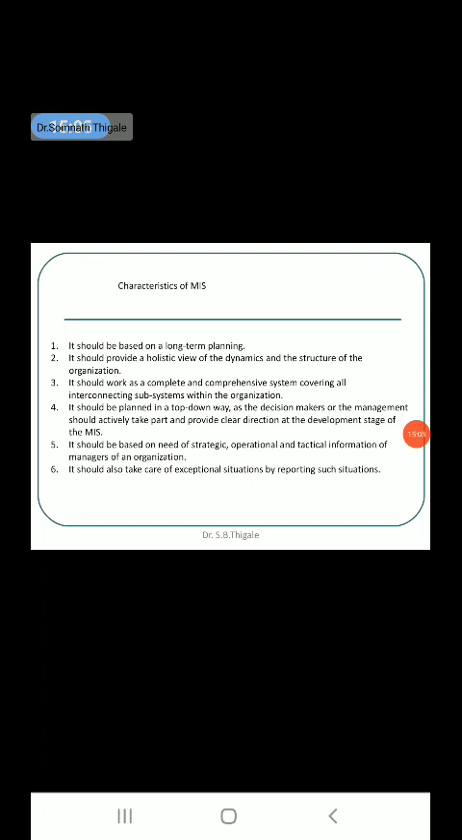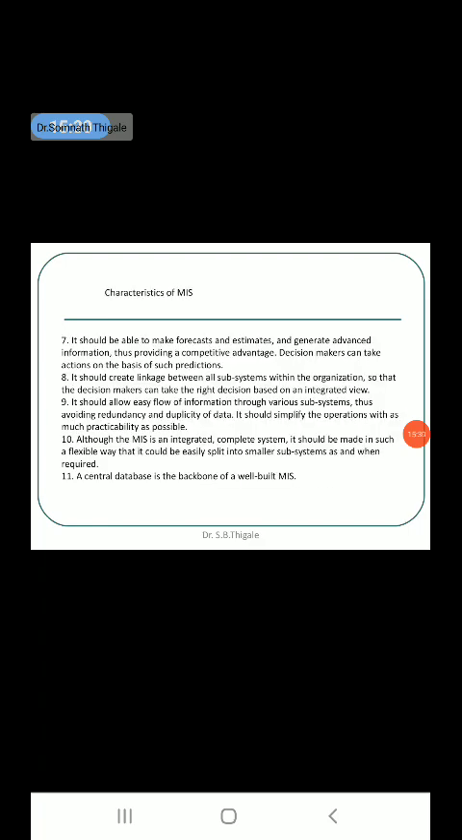It should be planned in a top down way, as the decision makers of the management should actively take part and provide clear directions at the development stage of the MIS. It should be based on the need of strategic, operational, and tactical information managers of an organization. It should also take care of exceptional situations by reporting such situations. Also, it should be able to make forecasts and estimates, generate advanced information, thus providing competitive advantage. Decision makers can take actions on the basis of such predictions.